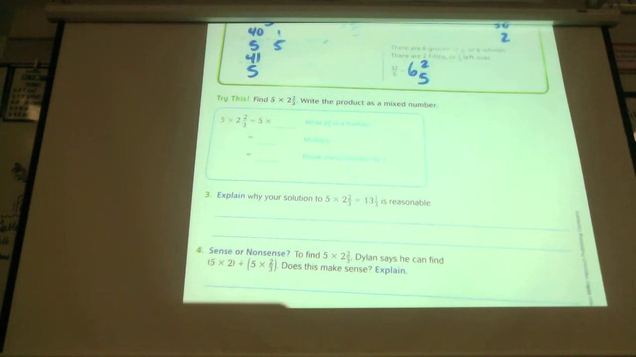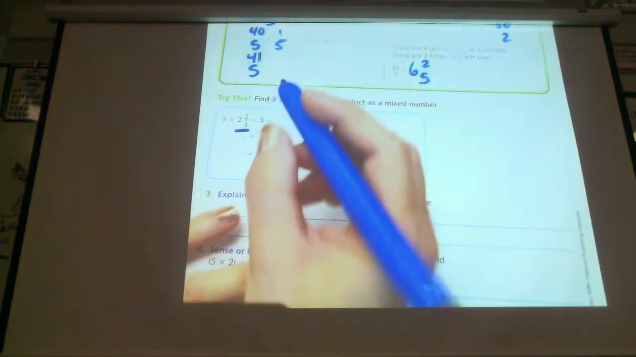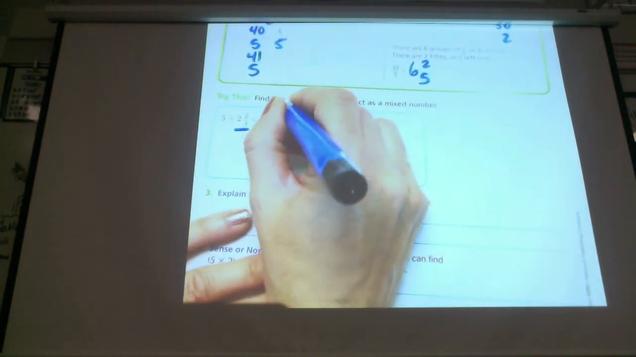Find 5 times 2 2/3. All right, we're going to change the mixed number 2 2/3 to an improper fraction. Hey class, what did you get? 2/3.